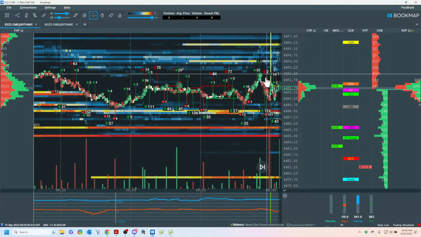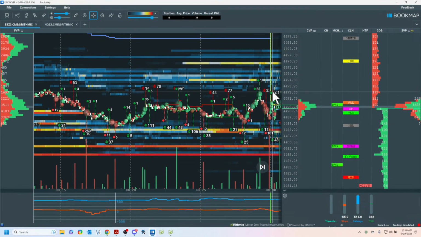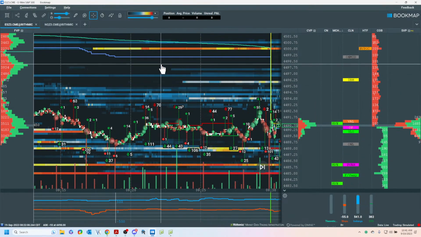So this is the RTH Open, 8:30 Central Time. Now, so you know, this is the ETH. Up here was a low volume area. Let me take you back to this. Let me just move back a little bit. I want to show you some structure. And we started selling off in the ETH.